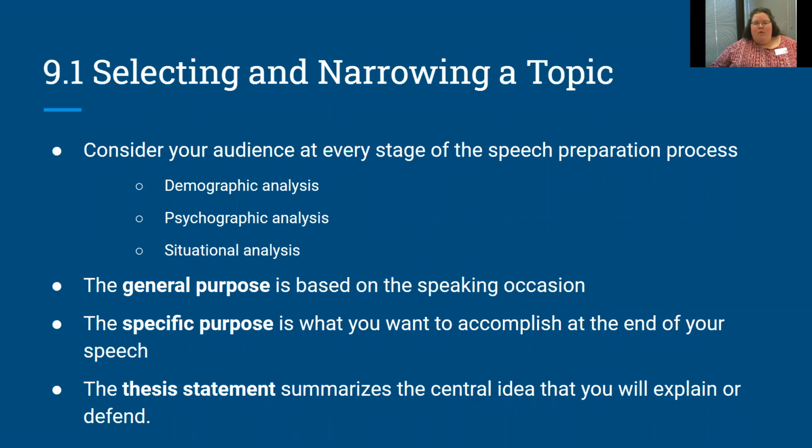So section 9.1 talks about selecting and narrowing a topic, and the first and most important thing you can do is to ask yourself who your audience is. If you don't consider your audience first, you're going to spend a lot of time preparing and crafting a speech that may not have the effect that you want it to have because you haven't geared it towards an audience.